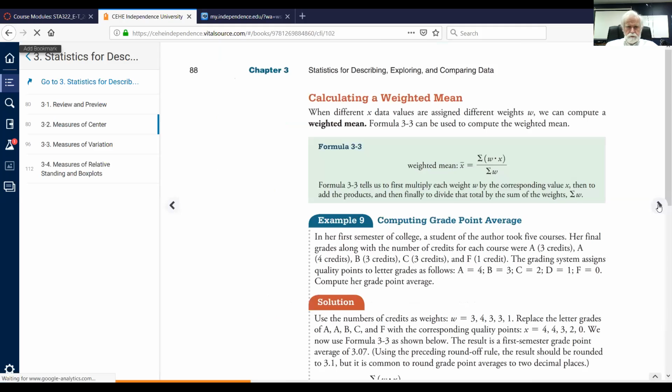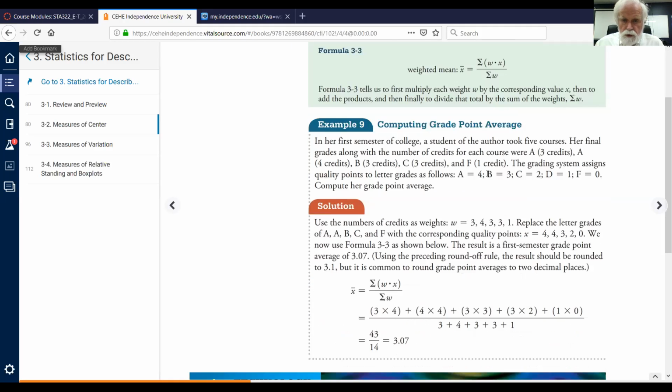Let's go on. So this is what we call a weighted mean. We have a weight, and that's the basis for it. The weight in this case is the number of units, and the value is the midpoint, and then the sum of those weights can be done. So this is how grade point averages are computed.